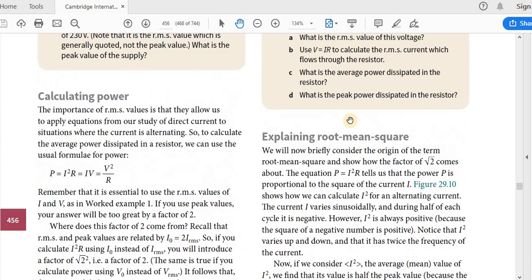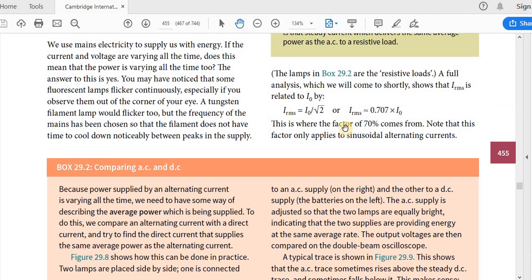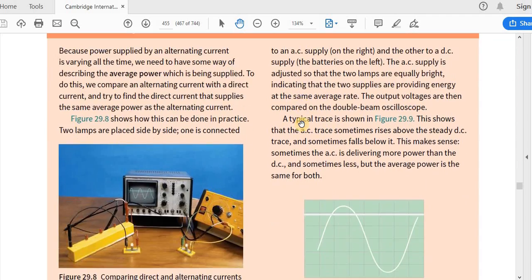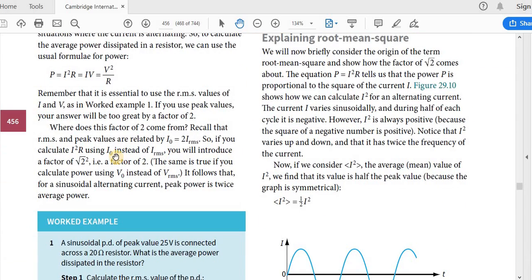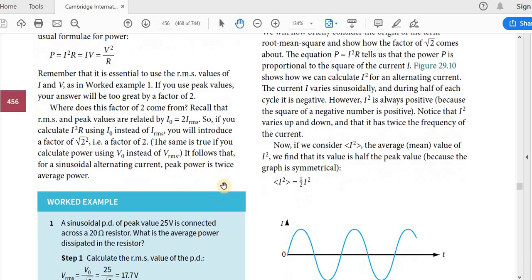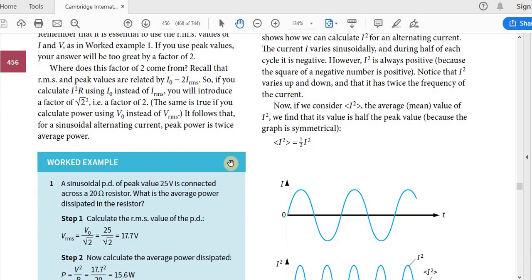There was a square root here, right? So if you square it, then I naught squared is 2 I r.m.s squared. So if you calculate I squared R using I naught instead of I r.m.s, you will introduce this. The same is true if you calculate power using V naught instead of V r.m.s. It follows that for a sinusoidal alternating current, peak power is twice average power.